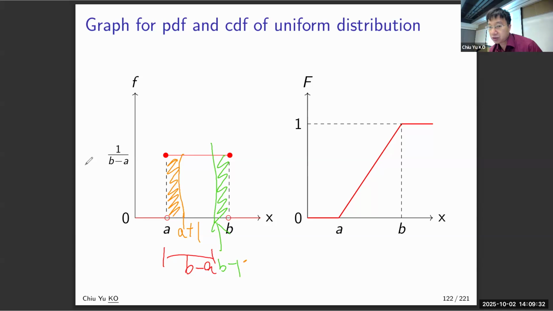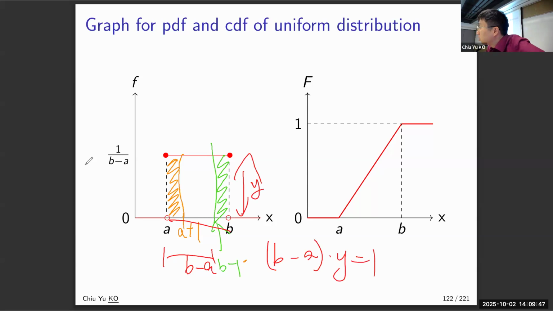Let me repeat, right? Because the area must be the base times height. The base is b minus a. This times this, suppose we call it y, okay? b minus a times y equals 1. What's y? y must be 1 over b minus a. Right? Because they cancel out, it must be 1.